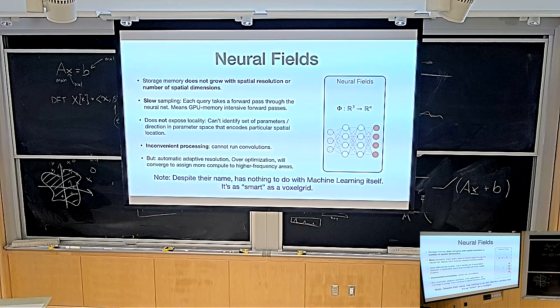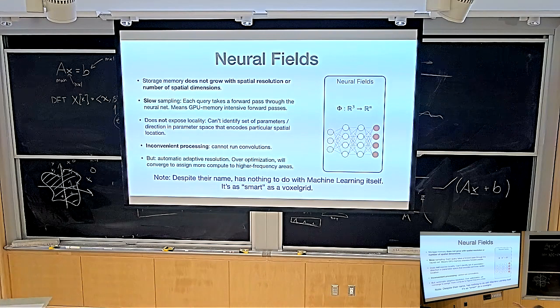And the memory you require also doesn't scale with the resolution, not immediately at least. It kind of scales with the smoothness of your function. If your function is very non-smooth, then you probably need more parameters to parameterize the decision boundary that gives you that function. But if your function is really smooth, you probably don't need as many parameters.